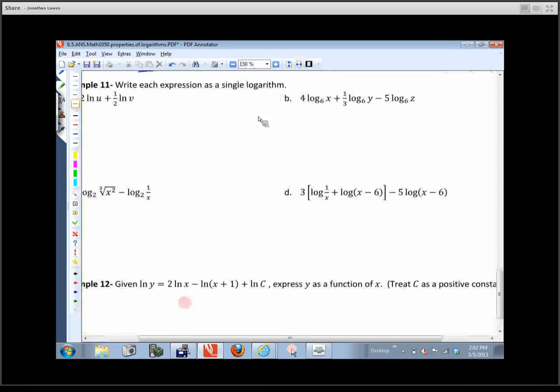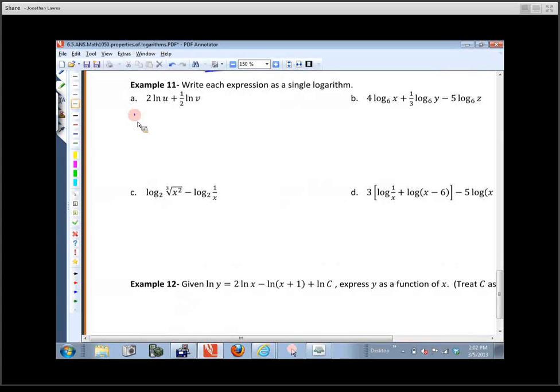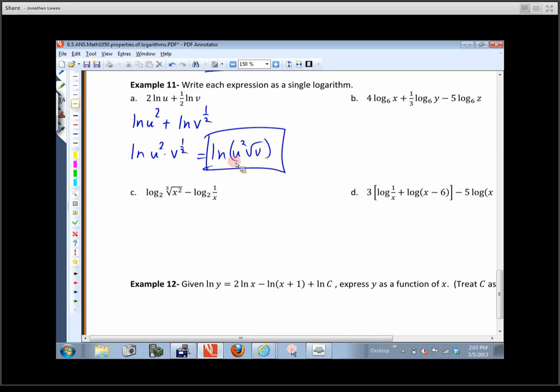I'm going to take that expression right there, and the first thing I'm going to do is write the ln of u squared plus the ln of v to the 1/2. Put the powers up there. Notice that this is addition, so I can write the ln of u squared times v to the 1/2. And if I wanted to put it into something I could compute, that would be the ln of u squared times the square root of v. And that right there is the answer. If that works better for you, that's fine. But using these properties in both directions, both are really important skills.